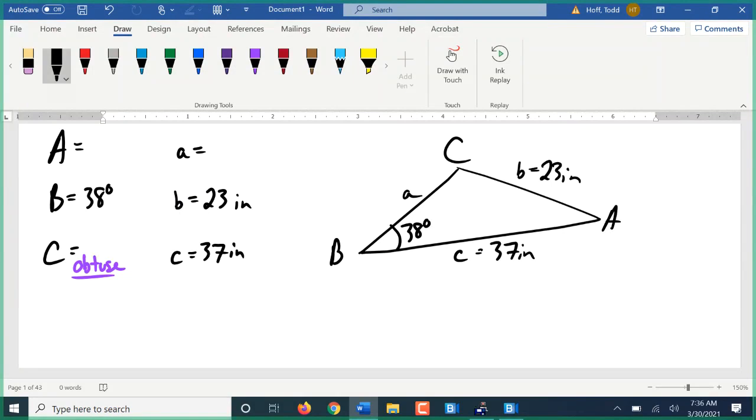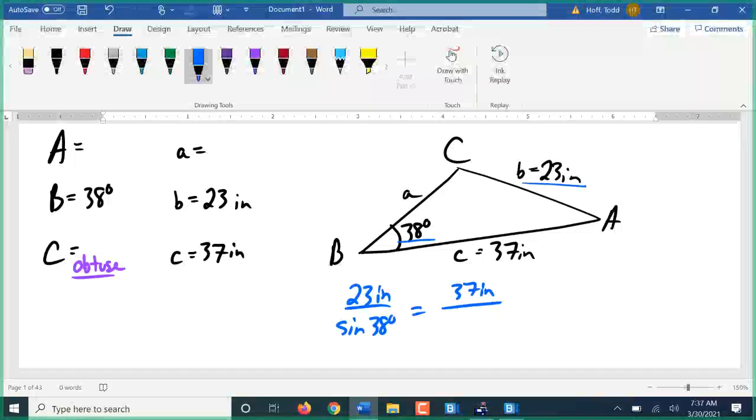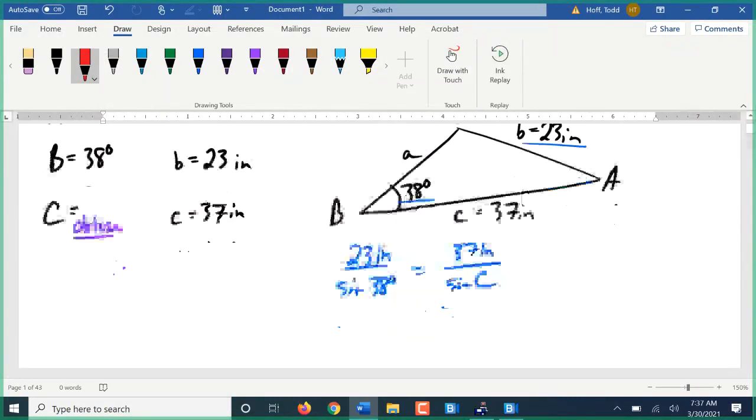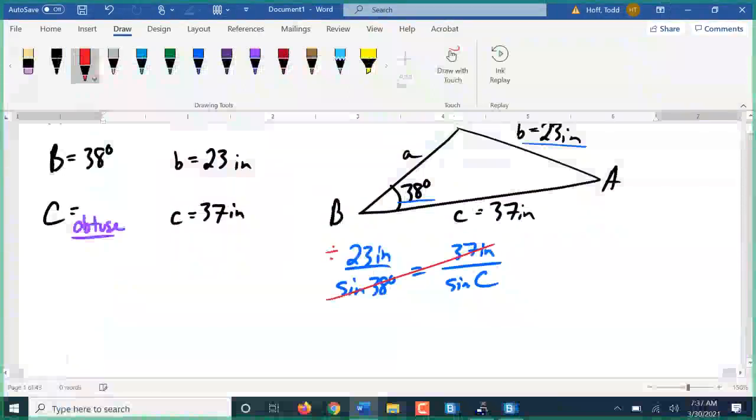So to find angle C, we have the side and its opposite angle. So we'll start with that. 23 inches over the sine of that opposite angle, which is 38 degrees. This is going to equal, well, we have the 37-inch side. That's the only other piece of information we have. It's going to be over the sine of angle C. So once again, when we're looking for the missing angle, there's going to be an extra step on our law of sines calculation here. We will start out by cross multiplying and dividing.